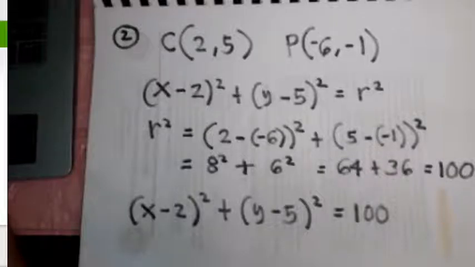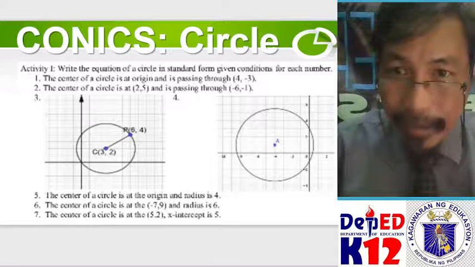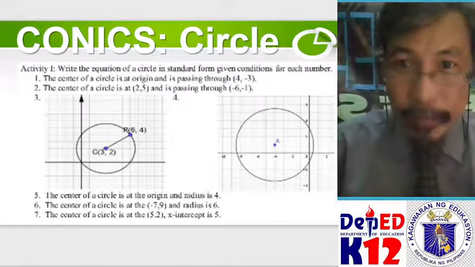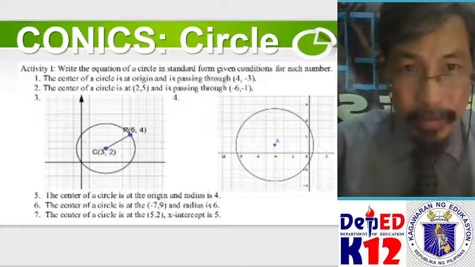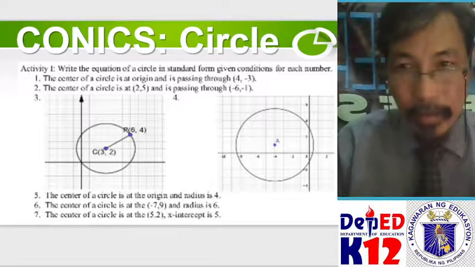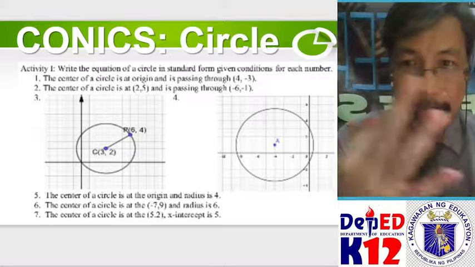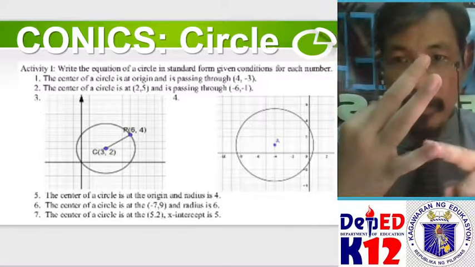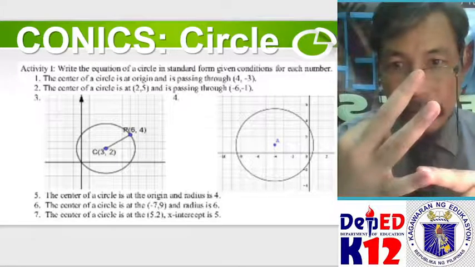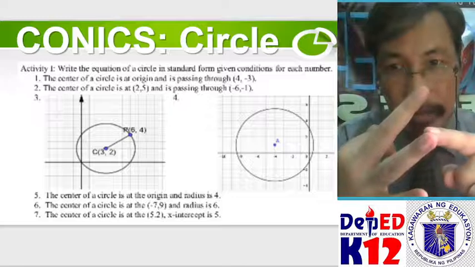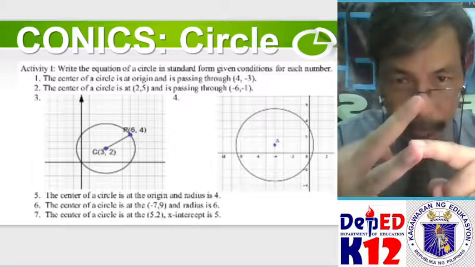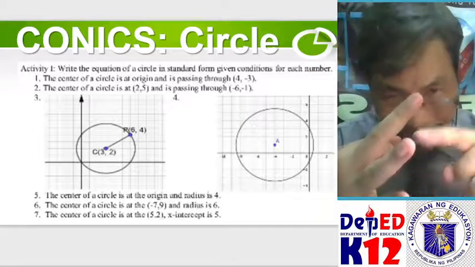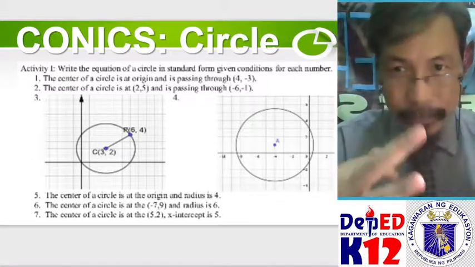So we need at least 2 given information out of the 3 important traits of a circle. What are the 3 important traits of the circle? Center, point P, and radius. Point P are any points in the curve of the circle.